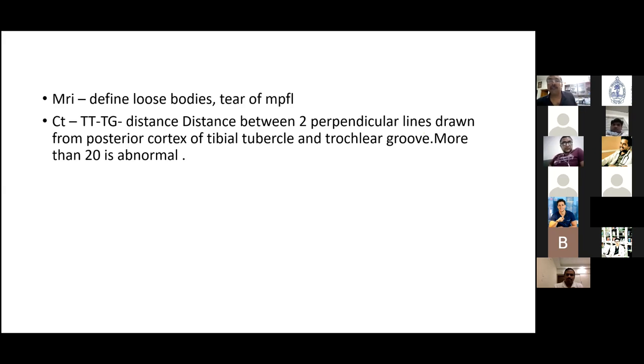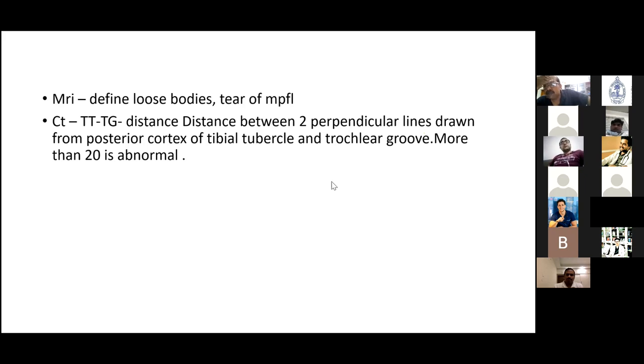So you look for the TT-TG ratio, which is more clinically significant than the sulcus angle. Like for a cardiologist, an echo is more important: you do an echocardiogram to look for your valve issues rather than hearing with the stethoscope. So X-rays have now become like a stethoscope for us, when you come to the orthopedic.